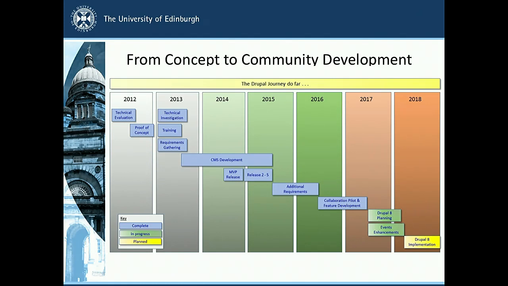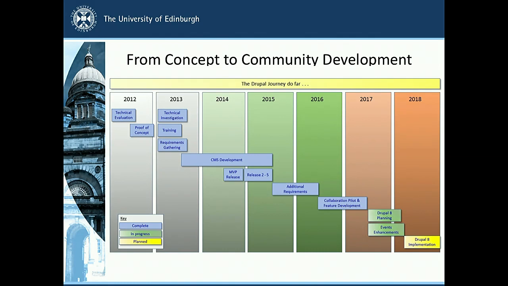And in 2013, we had three other projects running simultaneously. One was on training, that was Drupal as well as Agile training; one was technical investigation, where we looked at the architecture; and the other started to look at requirements gathering. In July 2013, we started on our CMS development. We used Agile for this, and we'll talk a lot about that later.